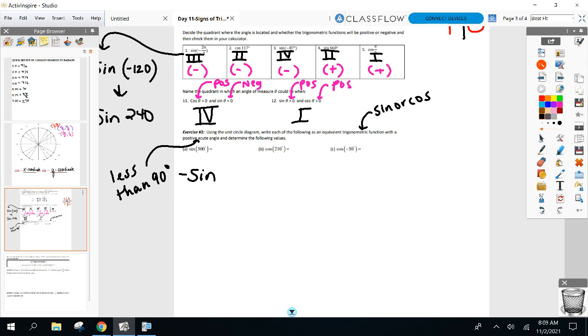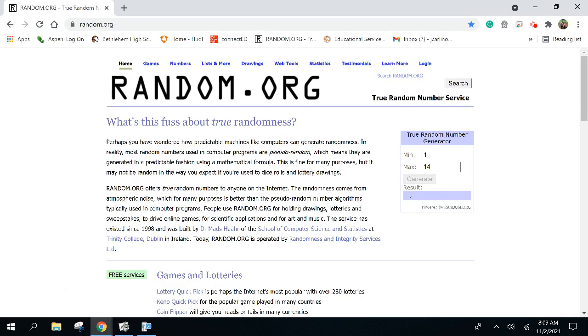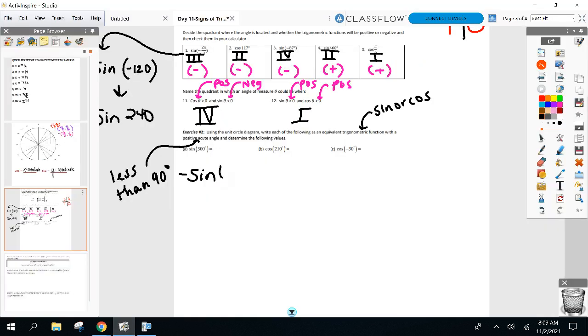Reference angle for 300. Close. Ready? Let's see how close Mr. Smith is here. Reference angle for 300. 60. Good.